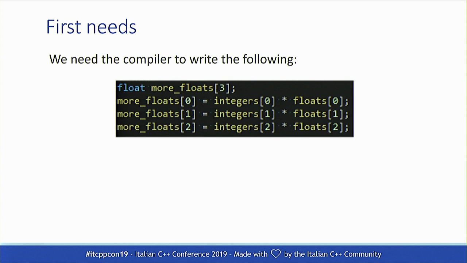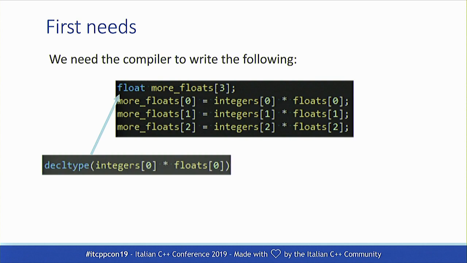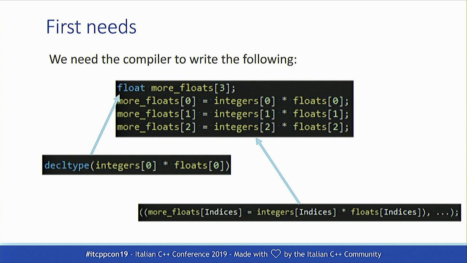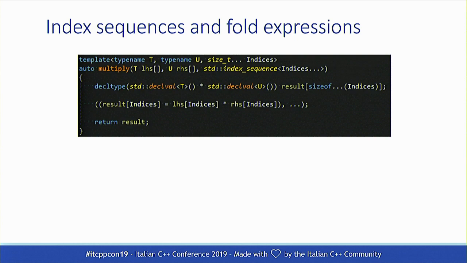Let's start breaking it down. The first thing that we need to understand is what type we want to get. In the case of the multiplication, what we need to get can be achieved with decltype using the members that we're trying to multiply. The rest can be done using the new C++17 feature that is fold expressions. We will see them in more detail soon.